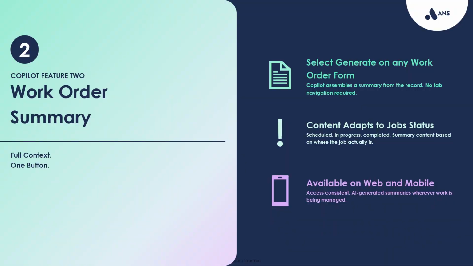Feature 2 is the work order summary. On any work order form, there's a Copilot control that generates a plain English summary of the record. The content isn't fixed, it adapts to where the job actually is. Let me show you what that looks like across 3 different jobs.